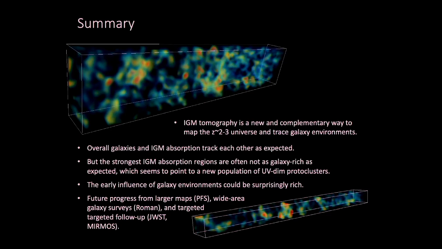And we'll soon have progress from a lot of facilities. I've mentioned PFS. We'll have wide-area galaxy surveys, for instance, from Roman, Euclid, and better targeted follow-up from JWST and many other facilities. So we should be able to build up a more complete galaxy census and learn more about the connection between these galaxies and the cosmic web.